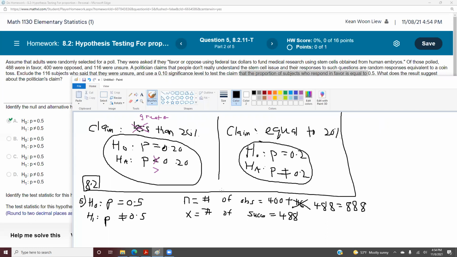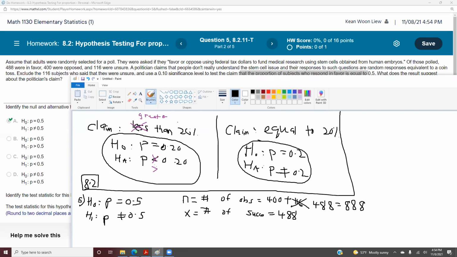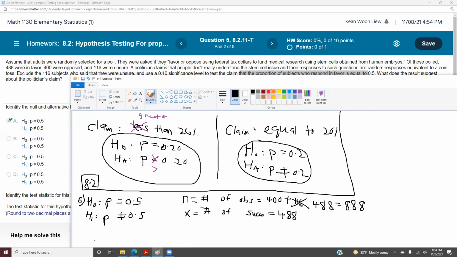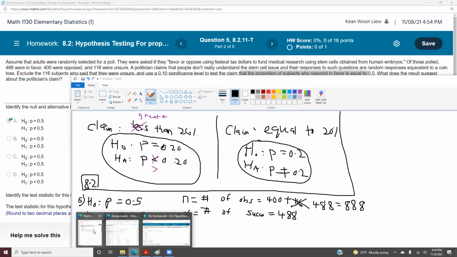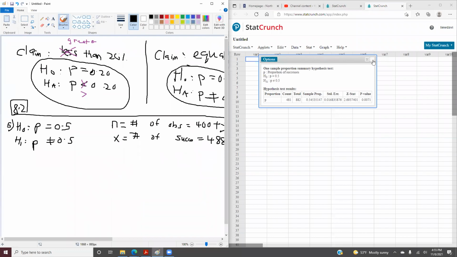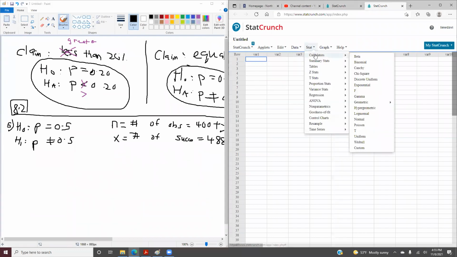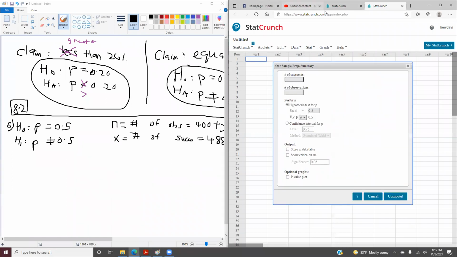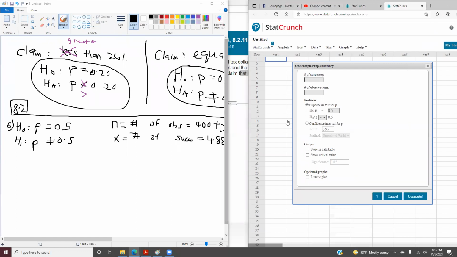Make sure you do this. A lot of students did not read the question carefully or did not really pay attention here. Please read the question really carefully. Use your StatCrunch to do this. You go to Stat, Proportion Stats, One Sample, With Summary. The number of successes in this case is 488, and the number of observations is 888 because you don't include the 116.